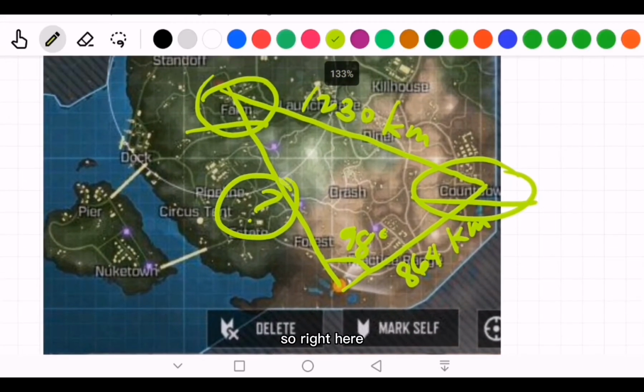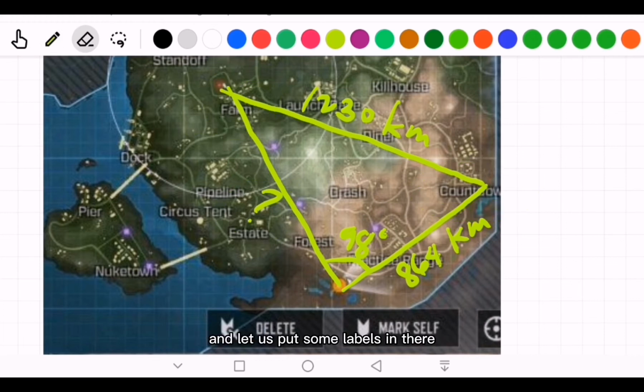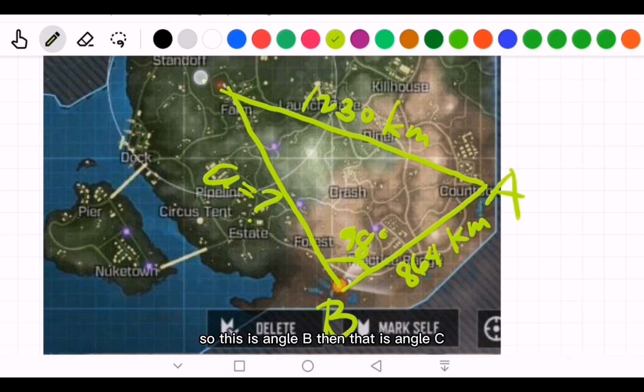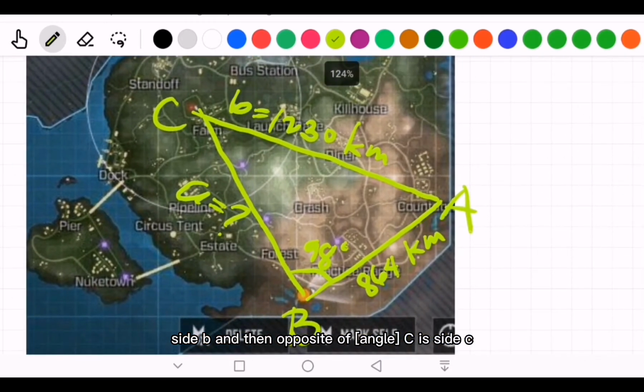So right here we have a question mark to locate the unknown, and let us put some labels in there. So this is the unknown, which is A. We also have a given angle right there. So opposite of A is angle A. So this is angle B, and then that is angle C. Of course, opposite of B is side B, and then opposite of C is side C.